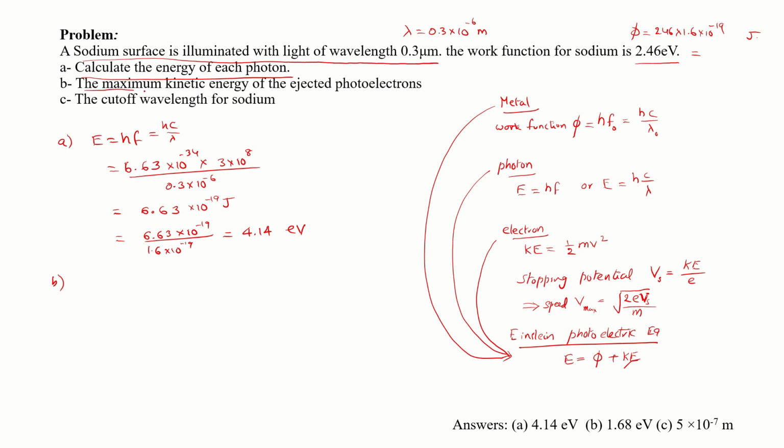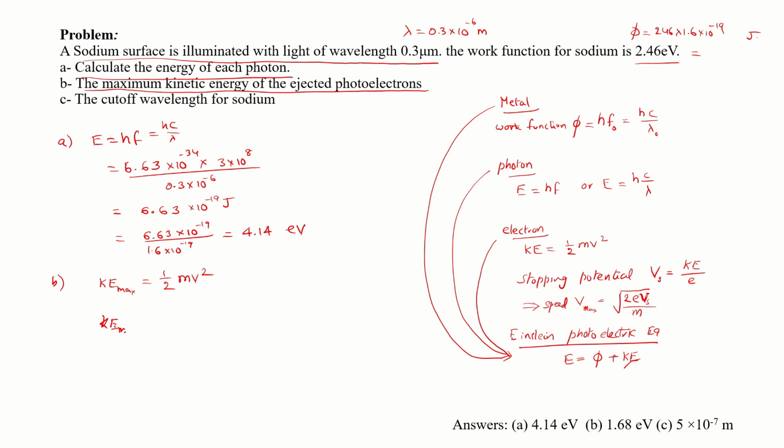The B part: find the maximum kinetic energy of the ejected electrons. The maximum kinetic energy formula is half mv square, but this is not the smart way. Use another formula: from the Einstein photoelectric equation we can find the maximum kinetic energy.